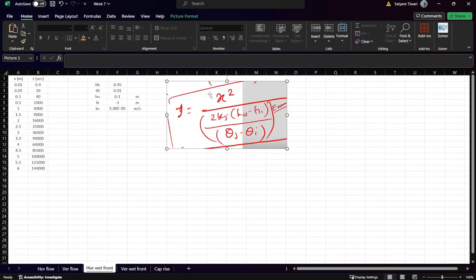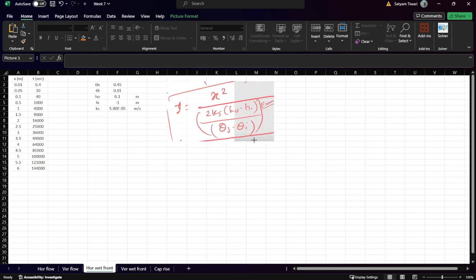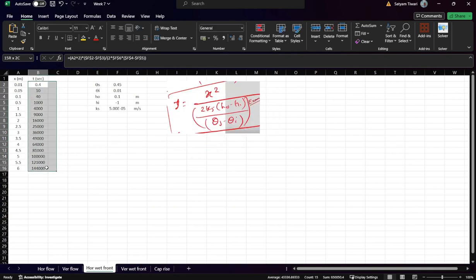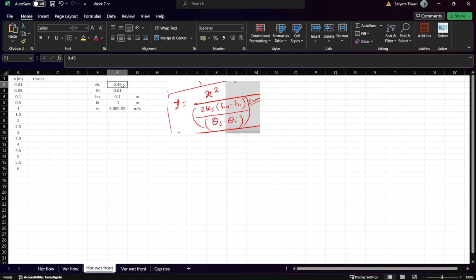We reach here, and I type this expression here, leaving out the values which we are going to calculate, and the values which are given in the question. The value of theta s, let me type it: theta s is given as 0.45, theta I is 0.01, H naught is 0.1, Hi is minus 1, and the value of saturated hydraulic conductivity is 5 into 10 to the power minus 5 meter per second. So how can we write the values of time when the wetting front will be at 0.01 meter, let's say.